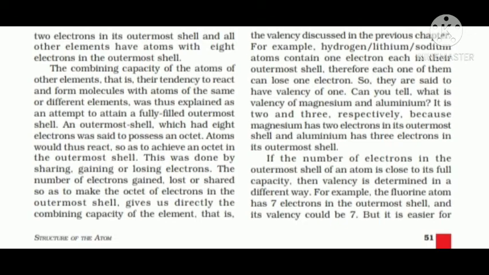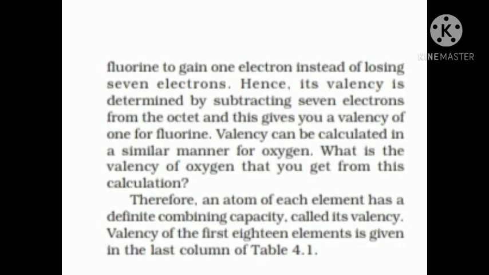If the number of electrons in the outermost shell of an atom is close to its full capacity, then the valency is determined in a different way. For example, fluorine has 7 electrons in the outermost shell and its valency could be 7. But it is easier for fluorine to gain 1 electron instead of losing 7 electrons. Hence, its valency is determined by subtracting 7 electrons from the octet, and this gives the valency of fluorine as 1.